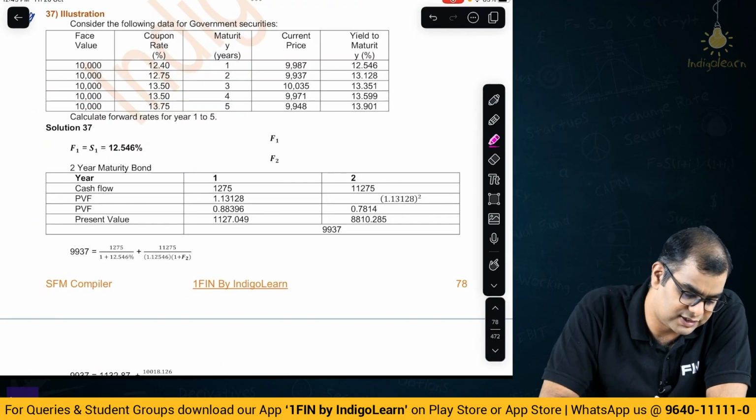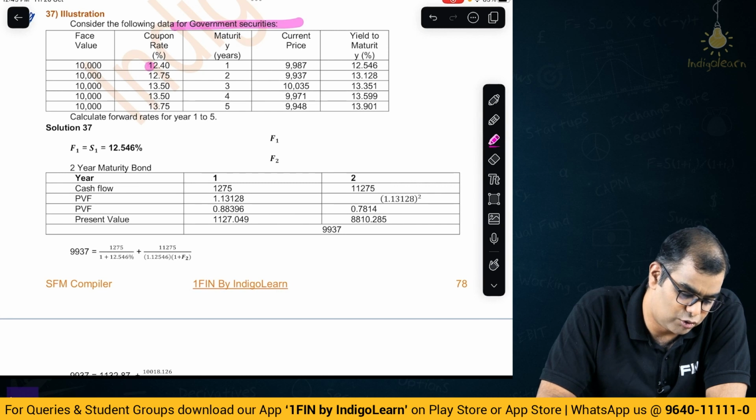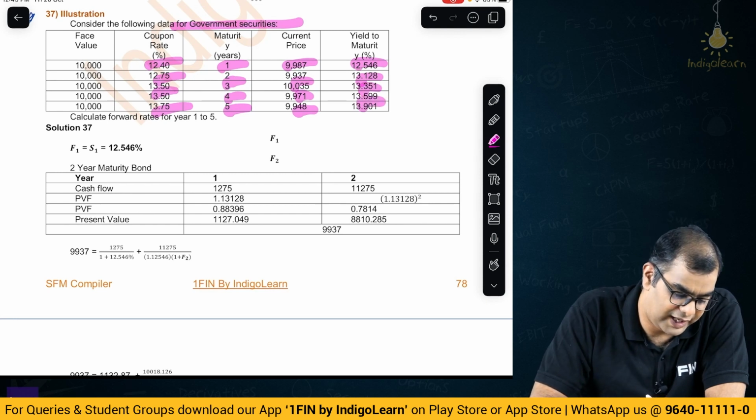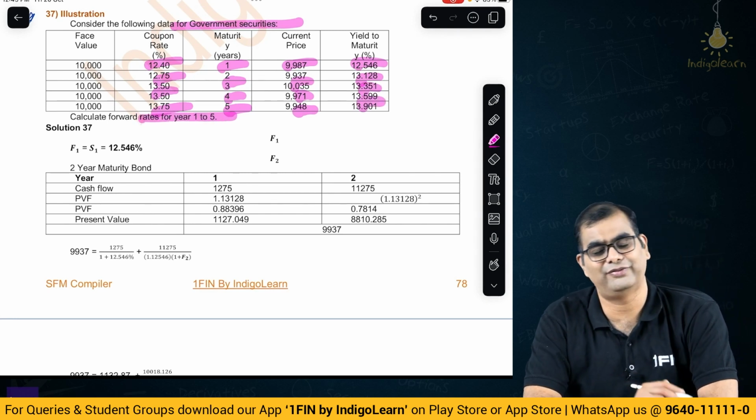Let us move to the next question. This is an interesting one. Consider the following data for government securities. Different coupon rates are given, different years are given, current prices are given, YTMs are given. Now, calculate the forward rates for years 1 to 5.